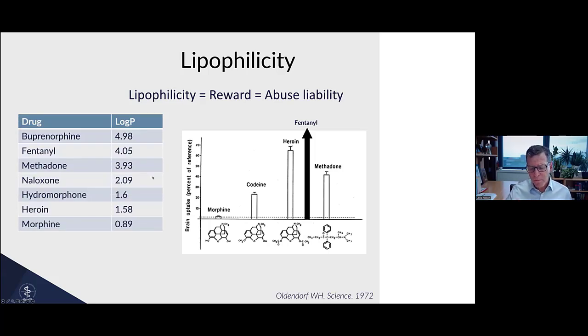And the metric that we use to determine how lipophilic something is called the log P. There are other modeling systems. The octanol-water coefficient would be another example. But just here you can see just how lipophilic some of these are. Remember, this is a log scale, so each point is a 10-fold increase. And you can see how you pretty much double when you go from morphine to heroin, but then you add on another 2-fold increase when you go to fentanyl.